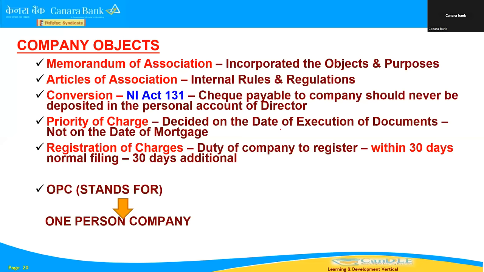Then comes Articles of Association. This is one more document the company provides. That is, internal rules and regulations they will write in the Articles of Association. Articles, you connect with rules. Memorandum, with objective.